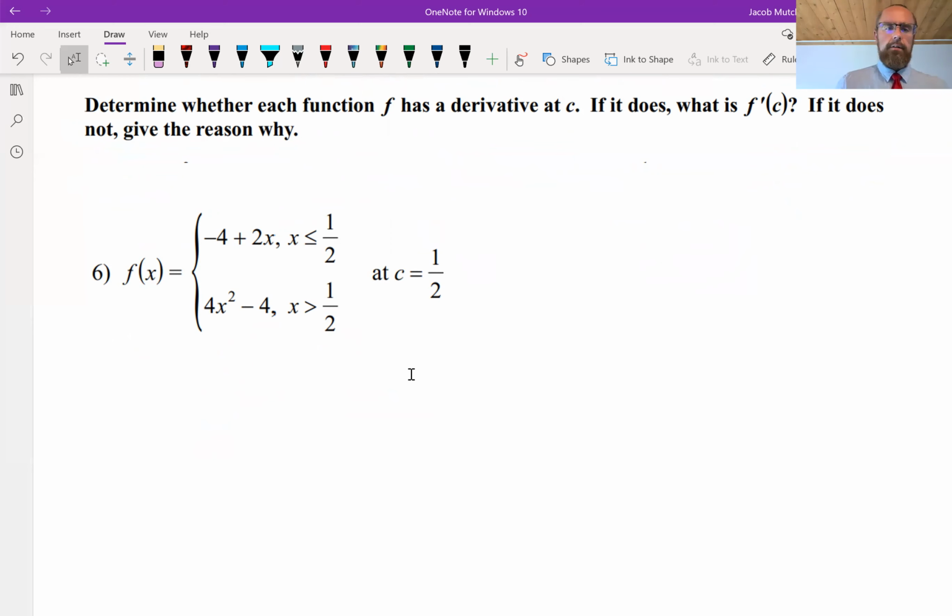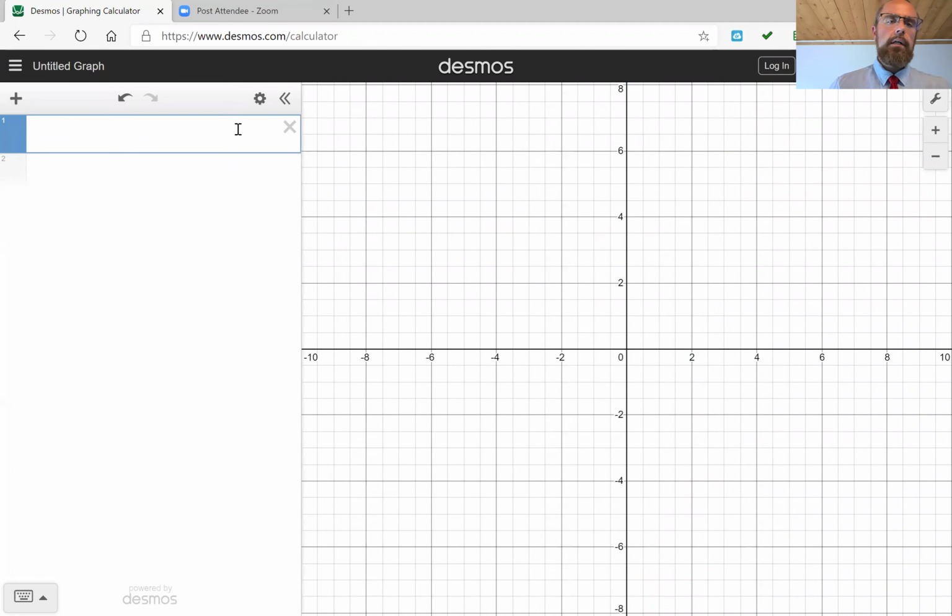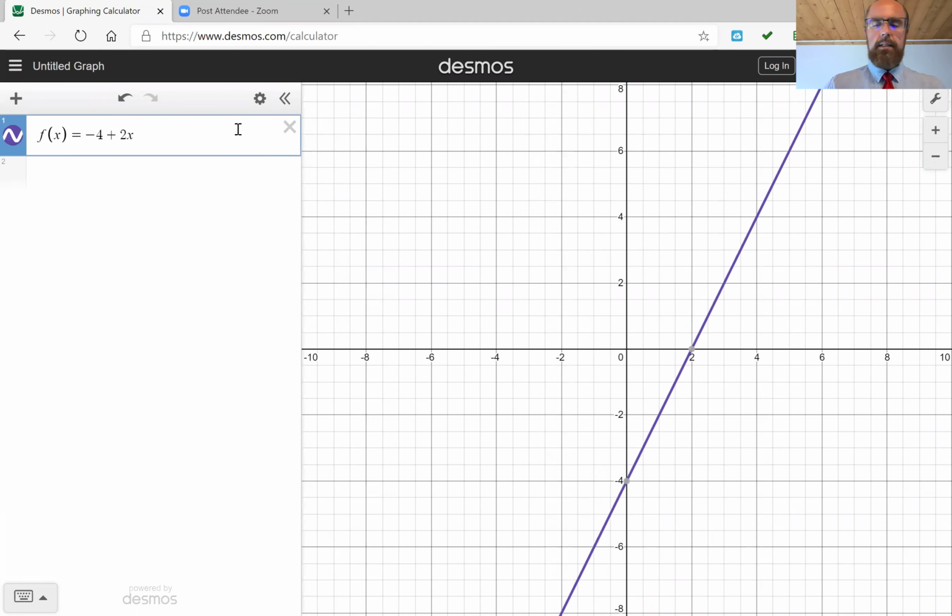And I think the best way for us to do this one is just to look at a graph. So I'm going to head over to Desmos and just check and see, and we'll consider our 3 criteria for continuity from the Desmos graph. So I'm going to clear out our old function there. And recall to put a piecewise in Desmos, you want to do that as two separate functions, and we'll just limit the domain. So the first part is -4 plus 2x. That's linear. And we're going to limit that to where x is less than or equal to half.